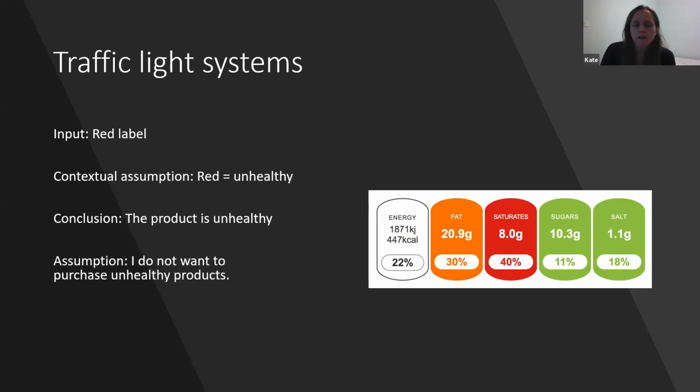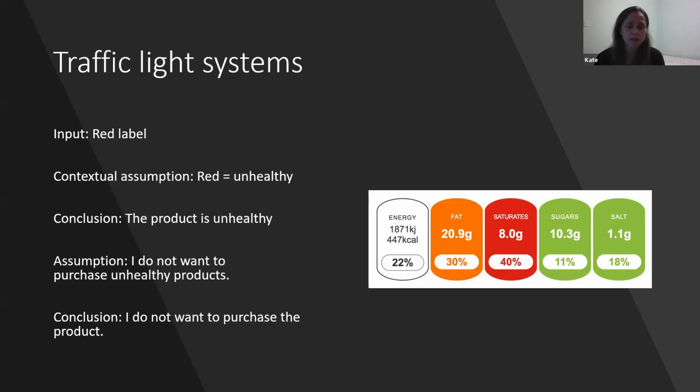We already have our assumption, remember, from our ideal customer who does not want to purchase unhealthy products. And that leads us very easily and quickly to the conclusion, I do not want to purchase the product. So we don't have to access very many assumptions, only one really, that we didn't already have, and it's highly accessible to us already. So we can make that decision very quickly. As I said earlier, there's often other information on the labels, information about the grams and the percentages, but we don't need to access those because we get the information from the color coding immediately. We can reach that, perhaps it's not as healthy as I thought, I don't want to purchase it decision.